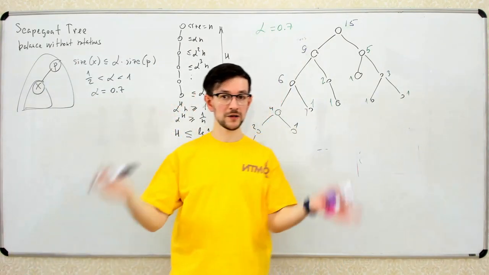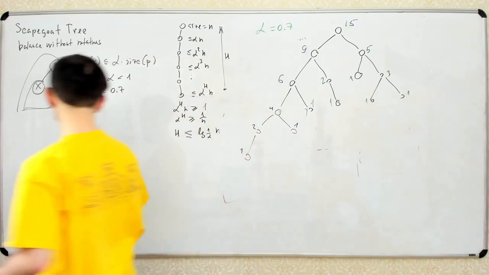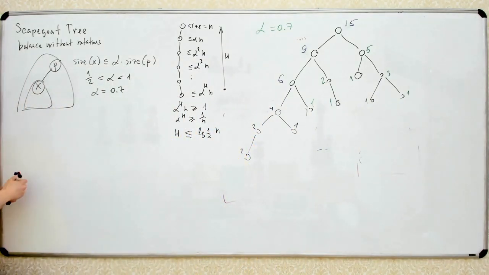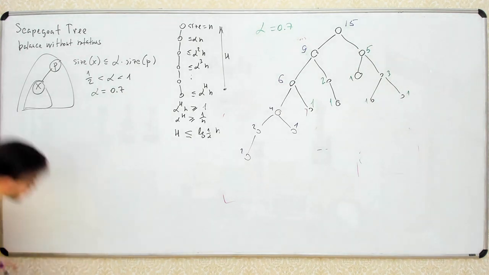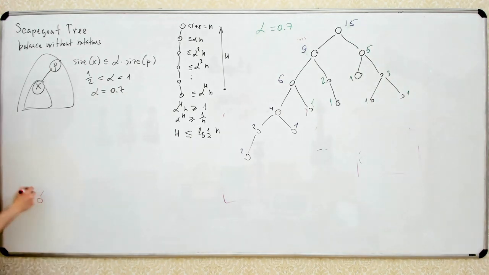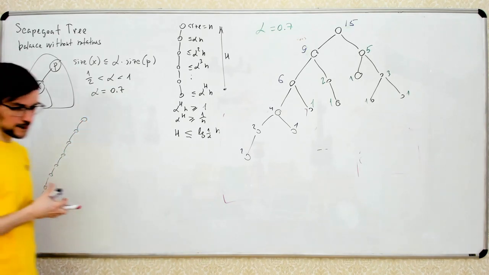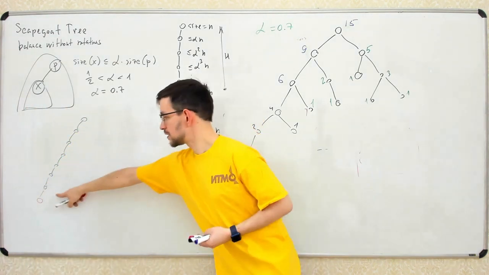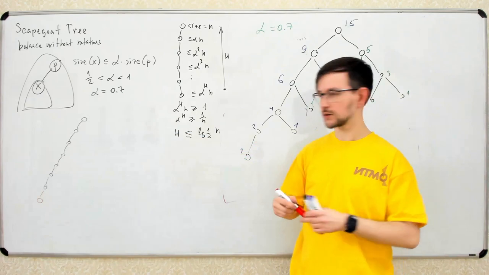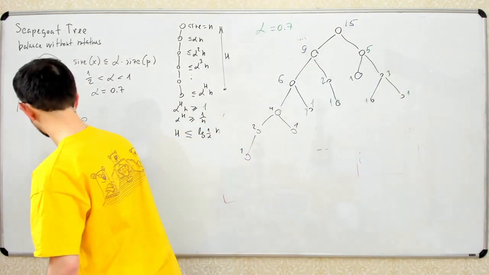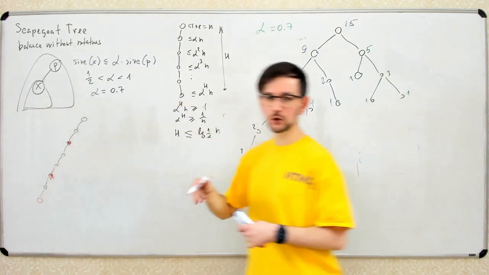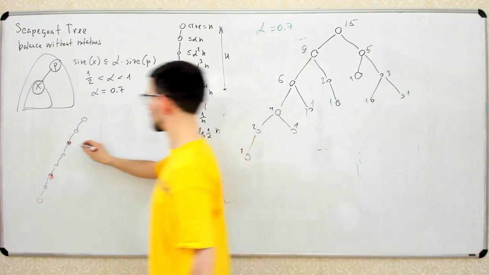So that's how you balance a scapegoat tree. Yeah, let me draw some pictures. So what happens? You add new nodes to your binary search tree. So this is the new node. This is the path to your root. After you add this new node, some nodes may become invalid. So some nodes are invalid. Let's take the topmost invalid node.